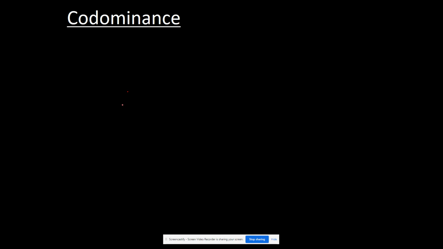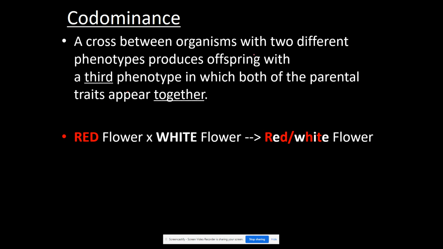So we're going to write this definition down here. It says a cross between organisms with two different phenotypes, meaning traits, produces offspring with a third phenotype in which both of the parent traits show together. So here's my example: if you had a red flower and a white flower, those are the parents, you could have offspring flowers that were red and white together. They had both traits together. Before, the offspring might only be red flowers or white flowers, but not a combination red and white flower. Okay, so that's what codominance is.